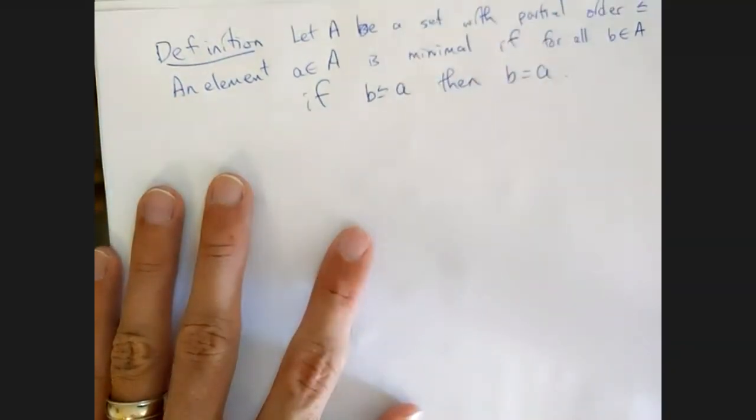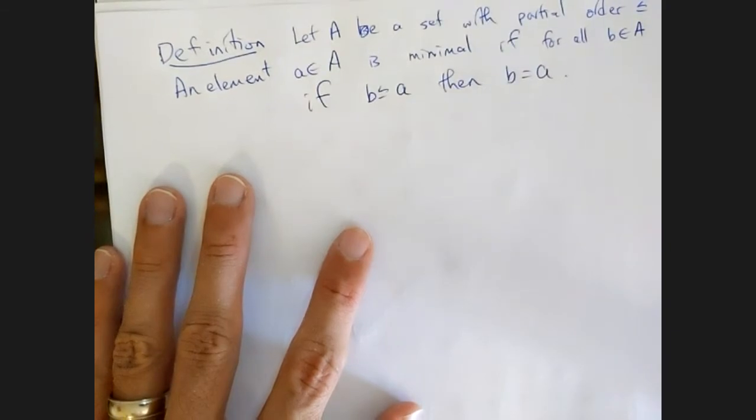Okay. So minimal means there's nothing below it, least means it's below everything else. So these two things are different.